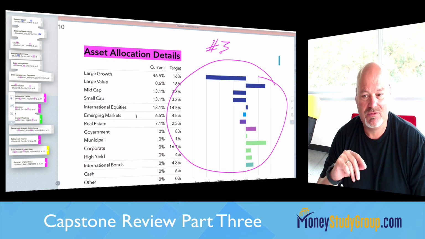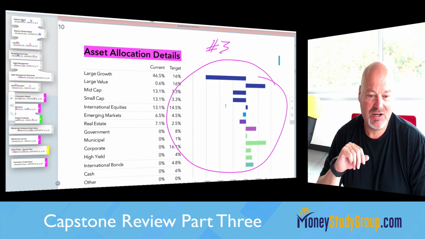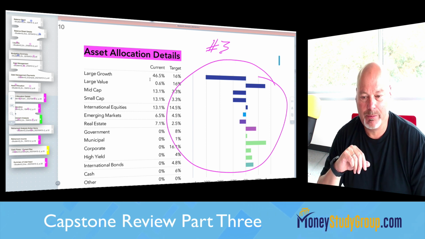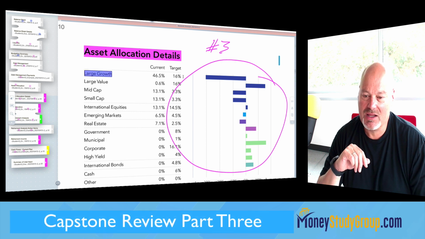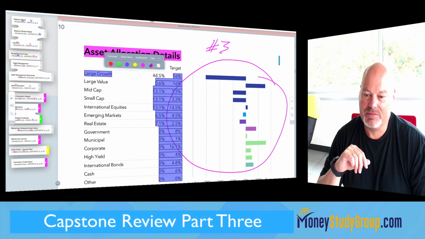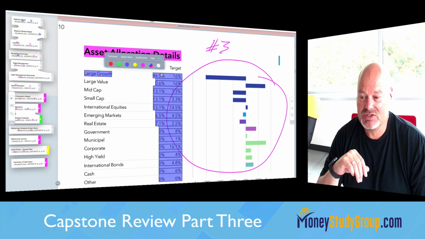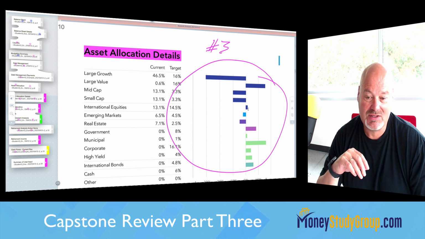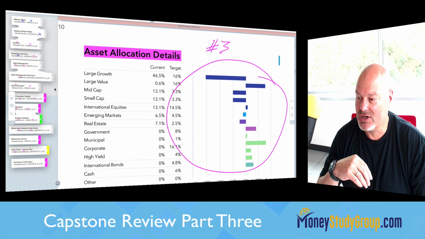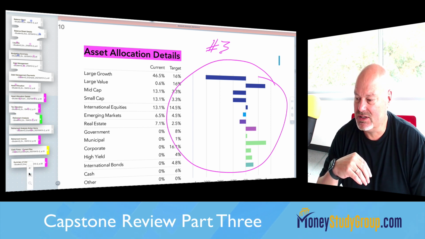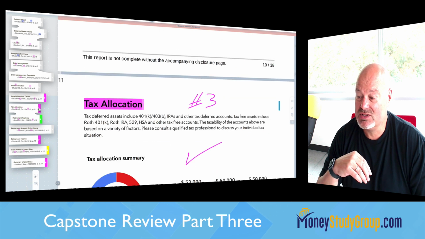If you want more information, you can see here this graph just gives you a quick overview of where your portfolio is out of balance. So here you've got a target, and I'm having trouble there. So the current 46% versus the target, you can see that in the chart. That's all I wanted to point out there. And then we get into tax allocation.